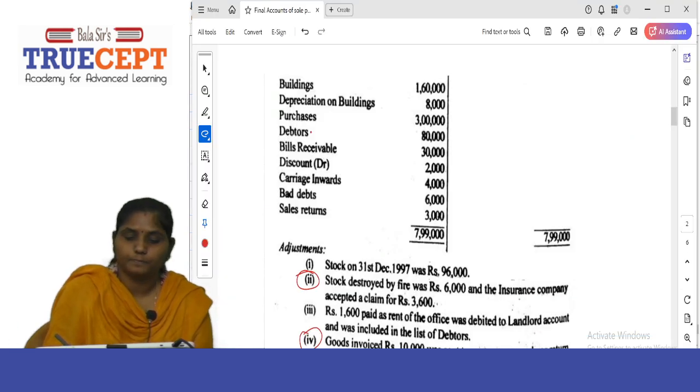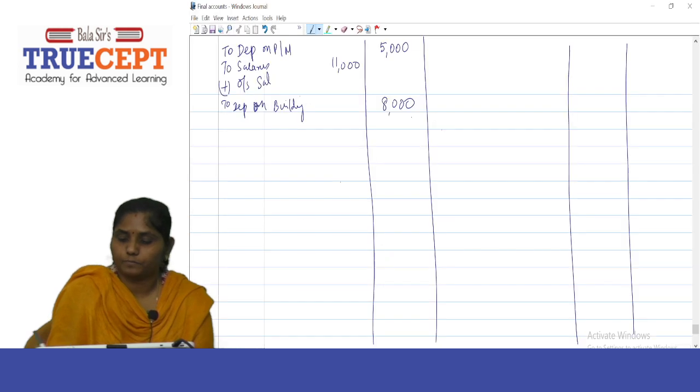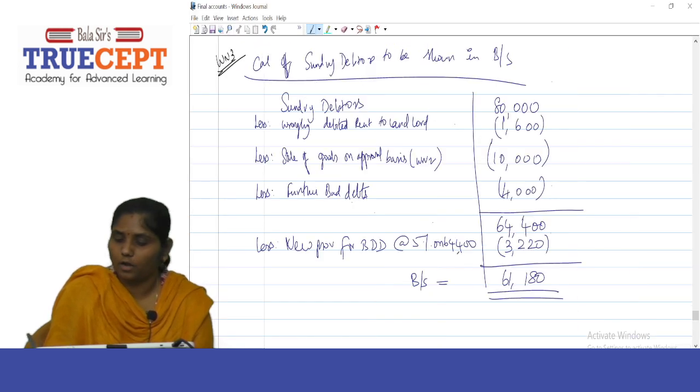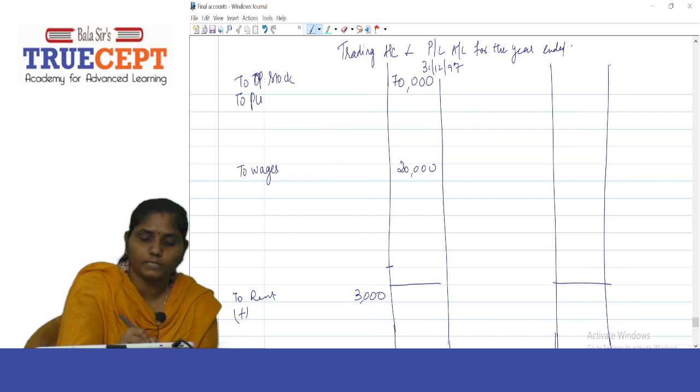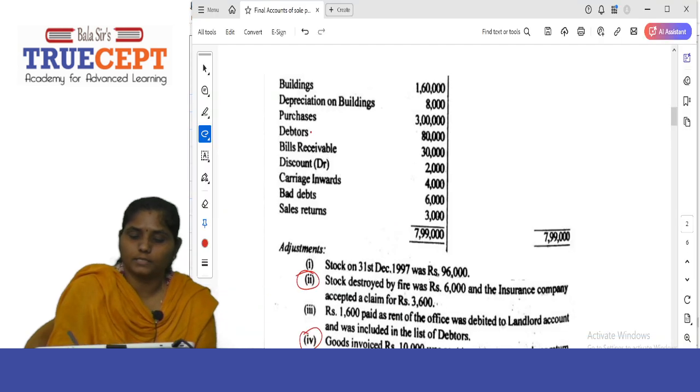Right. Next, purchases. Yes, go to trading account, to purchases. How much? 3 lakh, inner column, right? Next comes your debtors, 80,000.